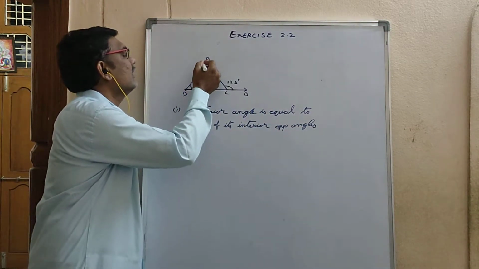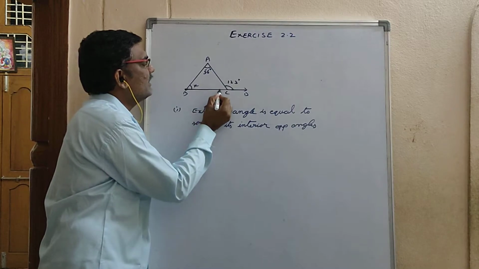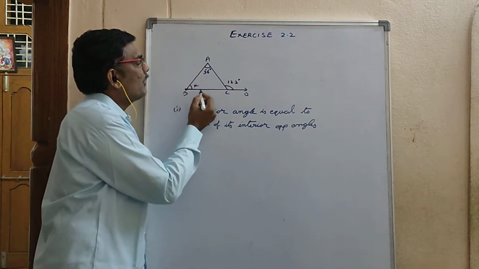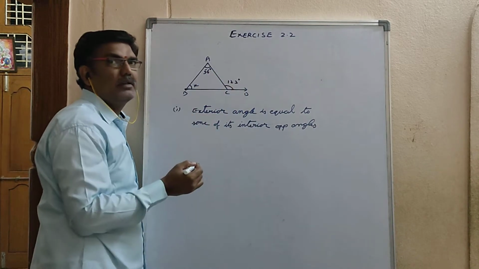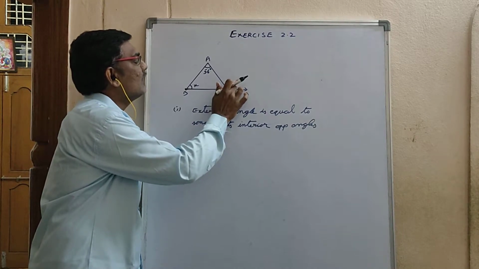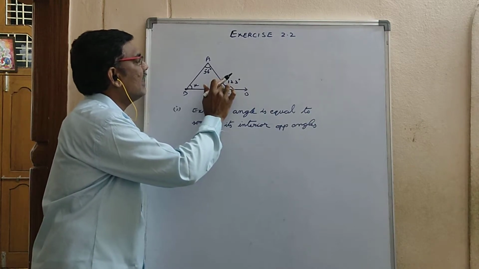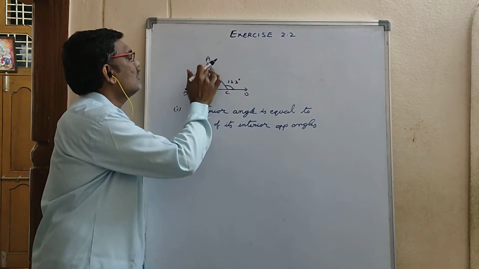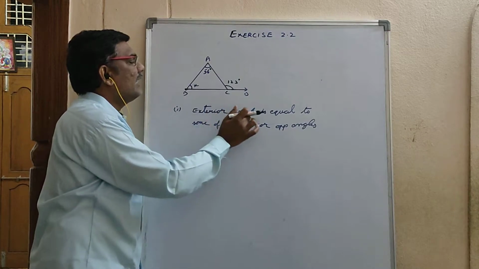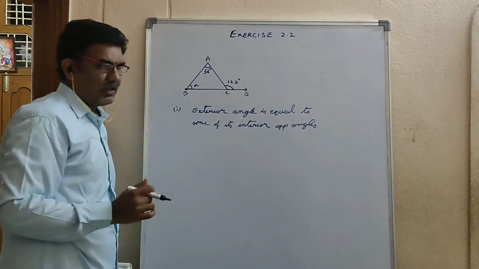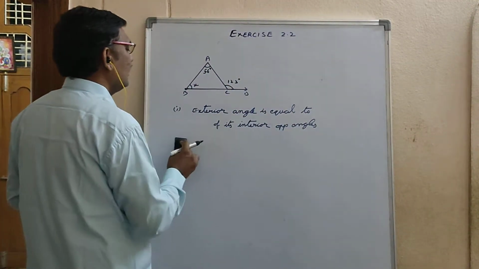Here ABC is a triangle. You produced BC up to D. When you produced BC to D, one exterior angle is formed. This exterior angle is equal to the sum of its interior opposite angles. For this interior angle, two angles are opposite. So sum means you should do addition.